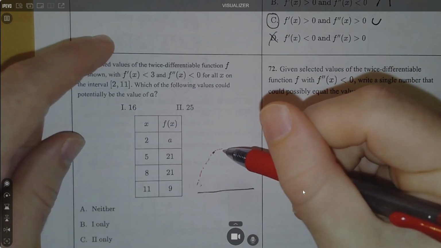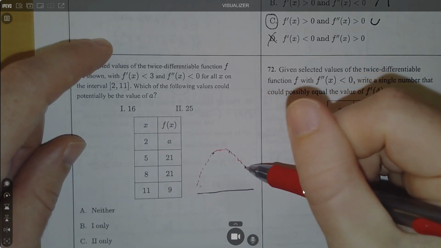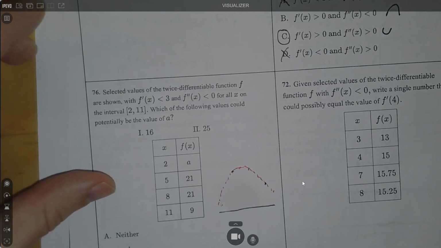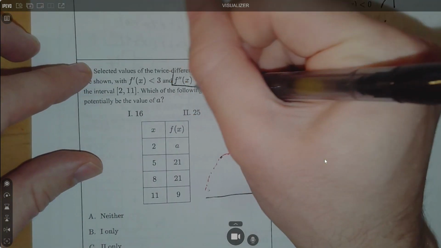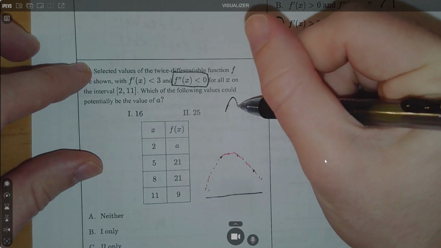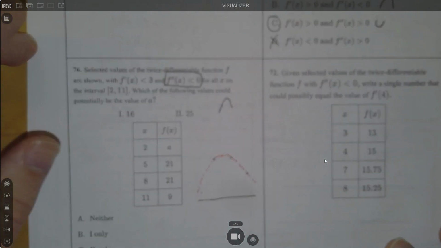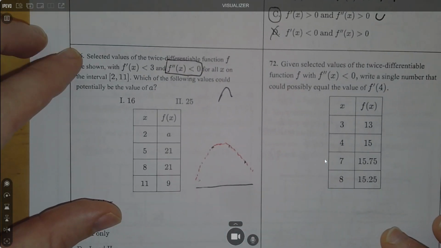I should be making this kind of shape if I'm concave down the entire time, right? So be very familiar that when you see this, that means concave down, and you can draw that shape and understand what that means. That's key. You have to be able to do that, right?